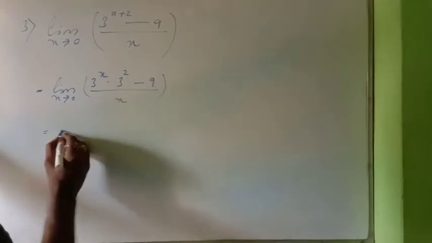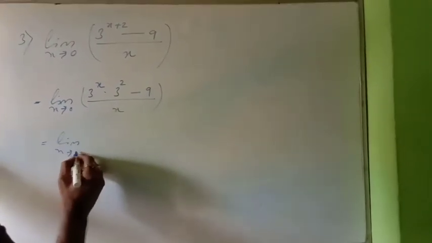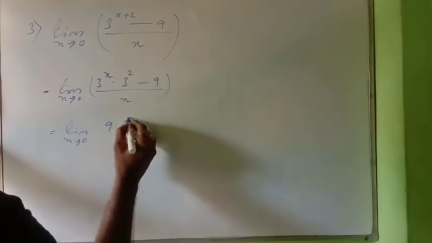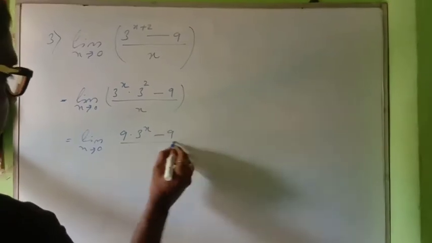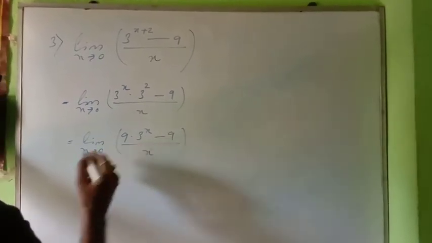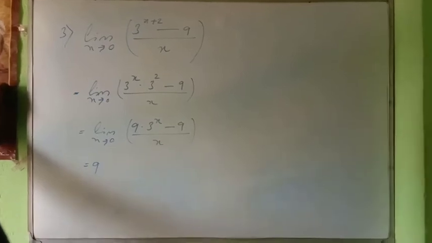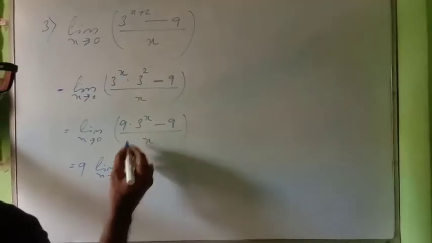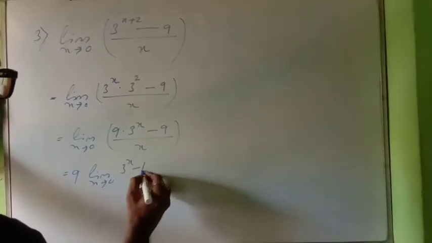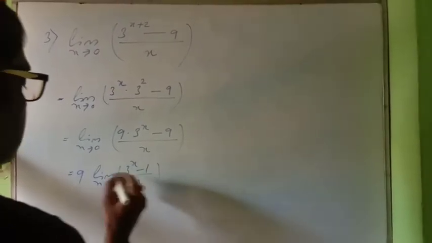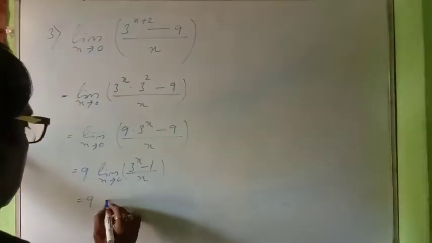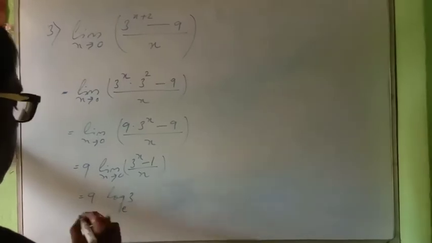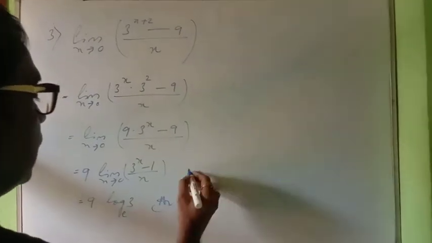See, limit x tends to 0. This will be 3 square, how much? 9. That is 9 into 3 to the power x minus 9 divided by x. You can take 9 common from the numerator, take it outside. The constant will go outside. Limit x tends to 0, this is coming 3 to the power x minus 1 by x. What is the answer of this? It should be 9 log 3, log 3 base e. This is the answer. Which formula applies here?